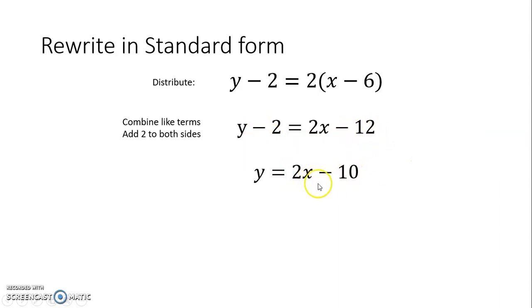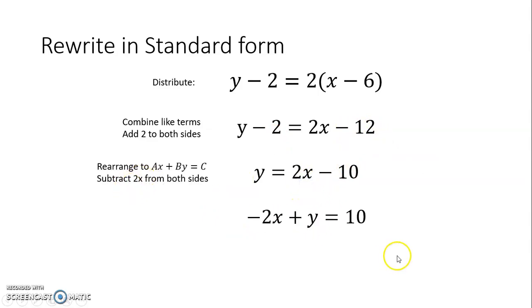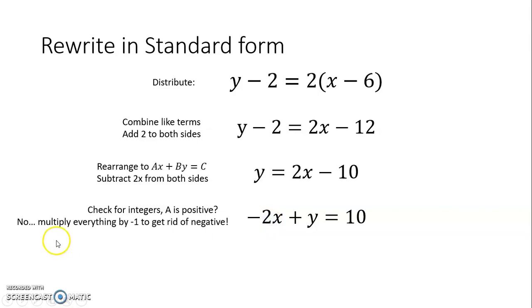And then we need to move this 2x over with our friend y. So subtract 2x on both sides. That moves it over here. Negative 2x plus y equals 10. Now remember, we check for integers. Yep, no fractions. Is a positive? No, it's not. It's negative. So what we need to do is multiply everything by negative 1. So get rid of the negative, multiply by negative 1. And we do that. We multiply each term. It just changes its sign. So this goes from negative to positive, positive to negative, positive to negative. And that's the correct answer. We are in standard form.